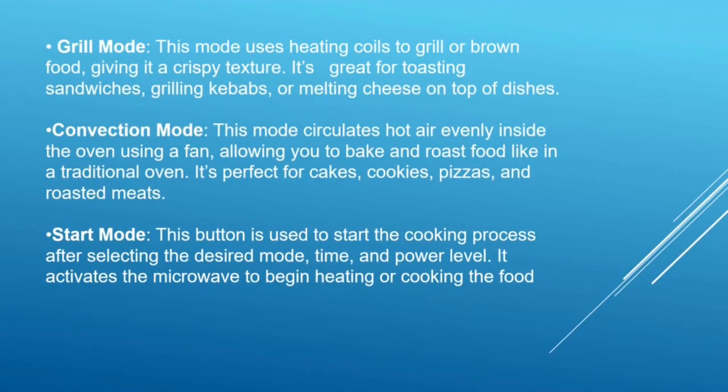Grill mode. This mode uses the heating coils to grill or brown the food, giving it a crispy texture. It is great for toasting sandwiches and grilling kebabs, melting cheese on top of dishes. And the third mode is convection mode. This mode circulates hot air evenly inside the oven using a fan. You can see this fan moving in the simulation also. So this mode allows you to bake and roast the food like in a traditional oven. So it is perfect for cakes and long-cooking dishes, cookies and pizzas or roasted meats.